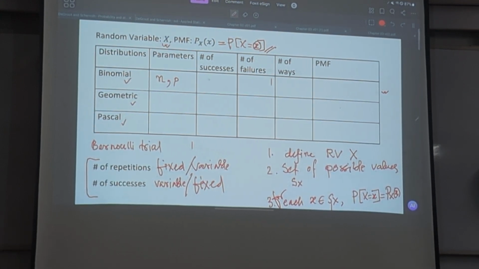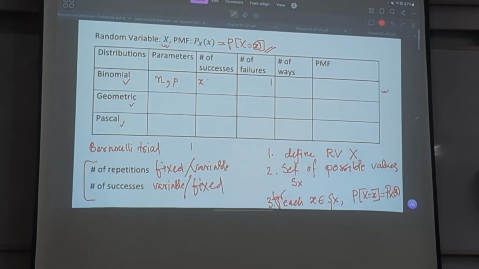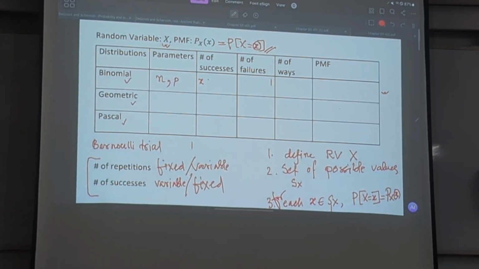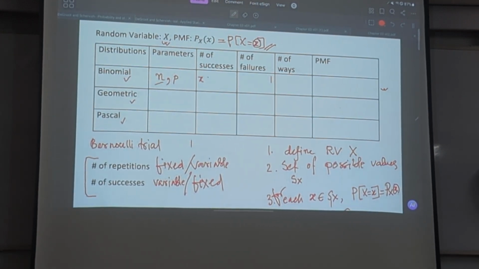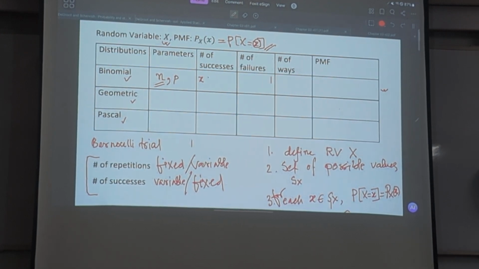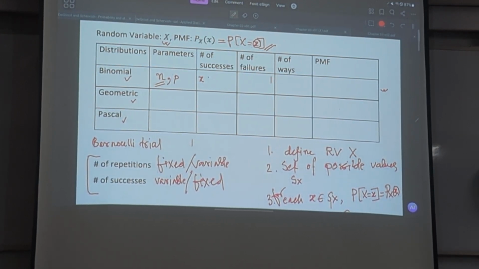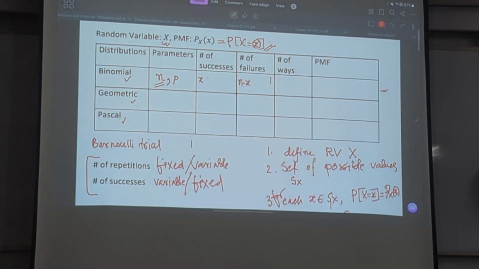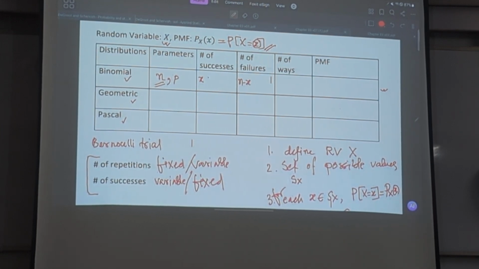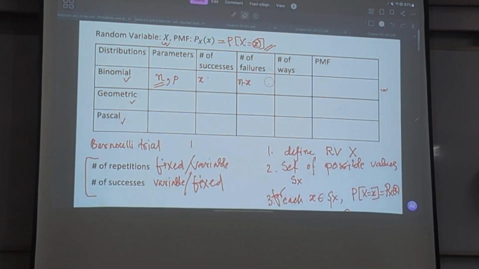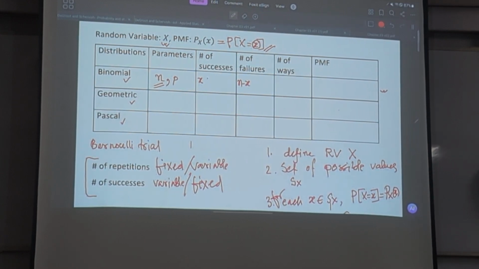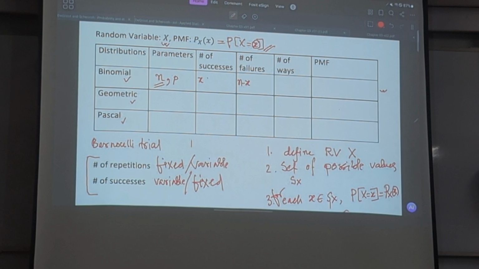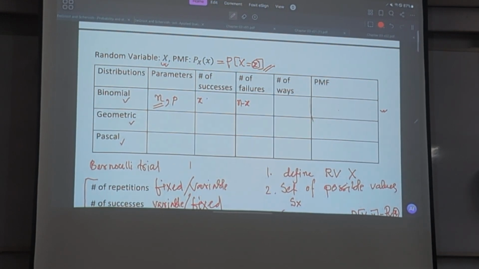Right? And what is the number of failures? Since there are n repetitions and we have x successes, so there will be n minus x failures, right? And how many ways can these x successes occur?